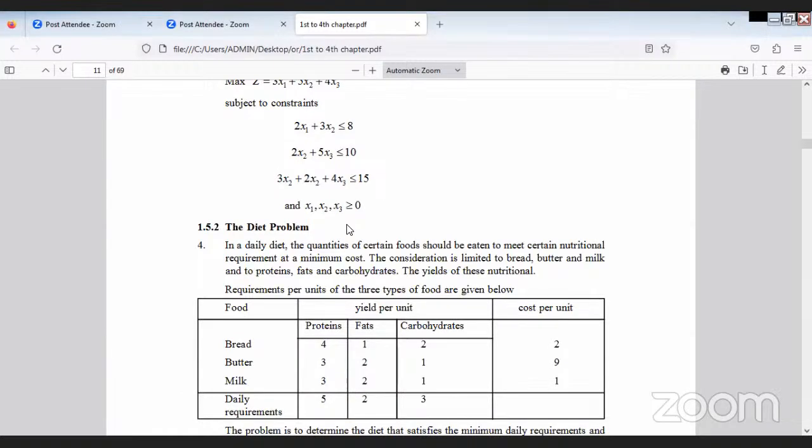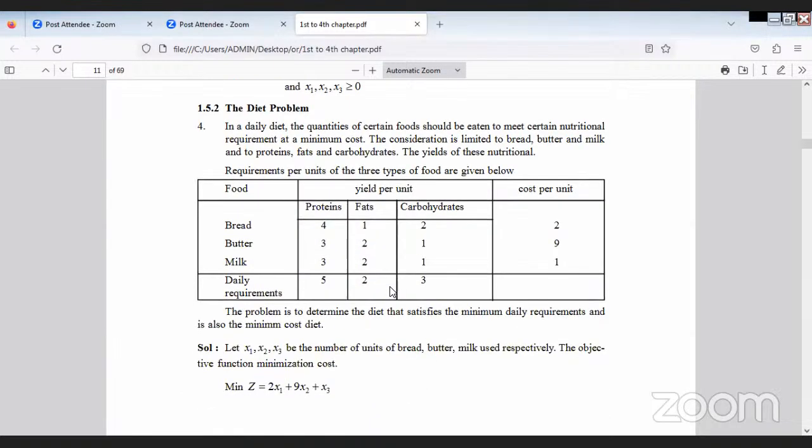The diet problem. Another problem. In a daily diet, the quantities of certain foods should be eaten to meet certain nutritional requirements at a minimum cost. The consideration is limited to bread, butter, and milk, and nutrients proteins, fats and carbohydrates. The yields of these nutrients. He gave a table, without any problem he gave the table.